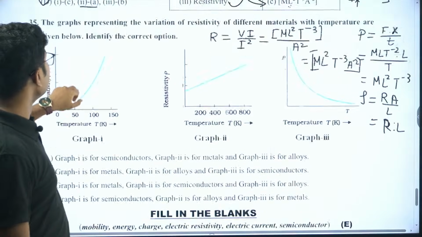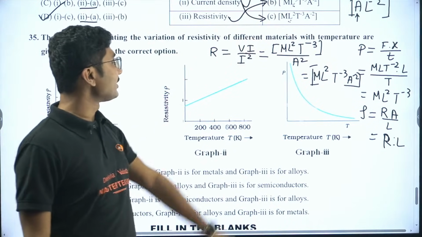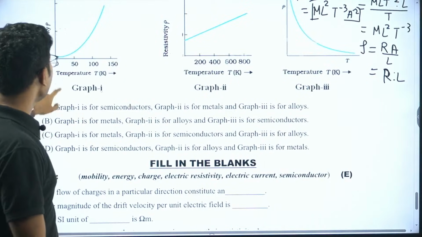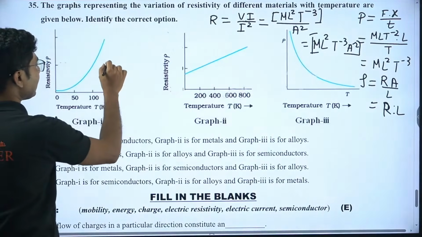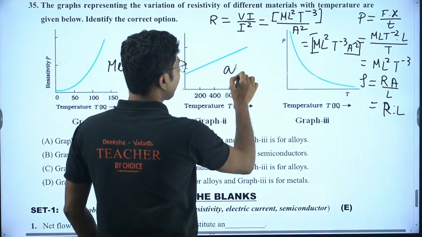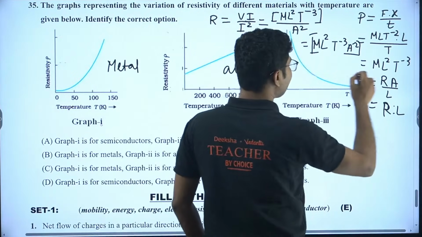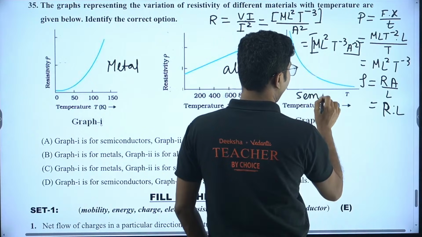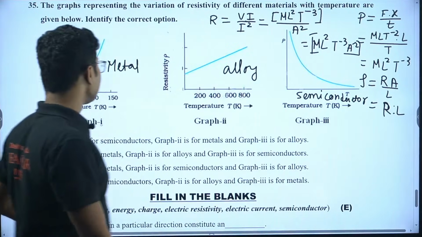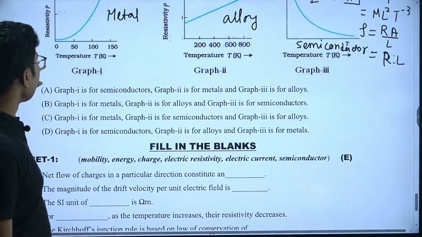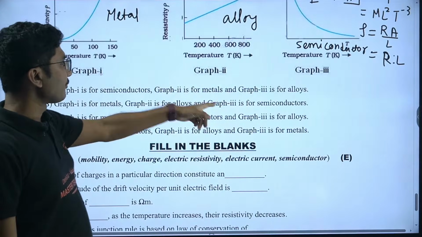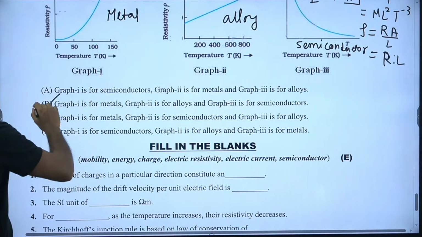The graphs representing the variation of resistivity of different materials with temperature are given below. Identify the correct answer. This is resistivity increasing with temperature, that means this is metals. This is almost constant, that means this is alloy, and this is decreasing, that means this is semiconductor. So the correct answer for this question is graph 1 is for metal, graph 2 is for alloys, graph 3 is for semiconductors. So the correct answer is option B.